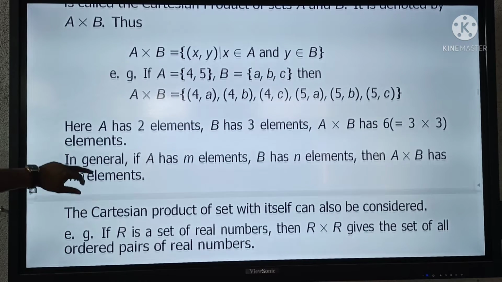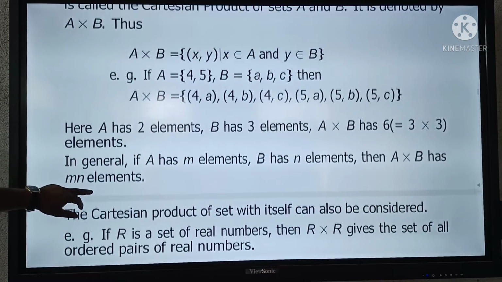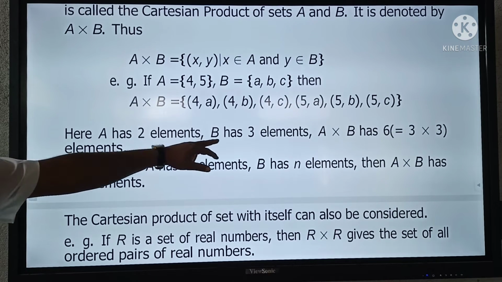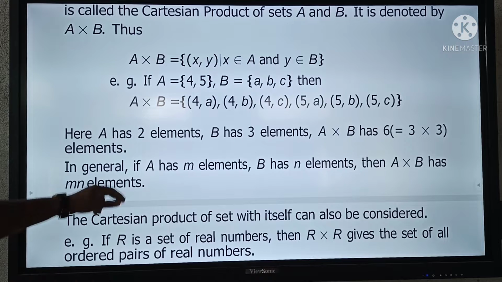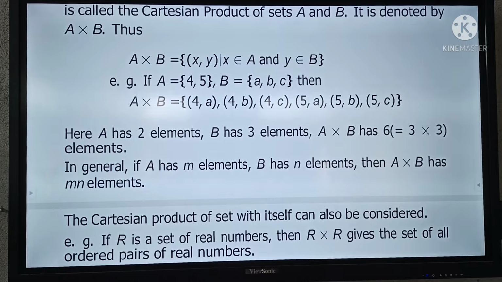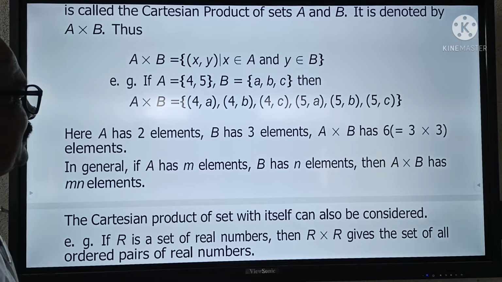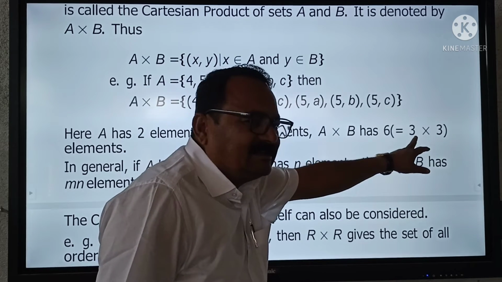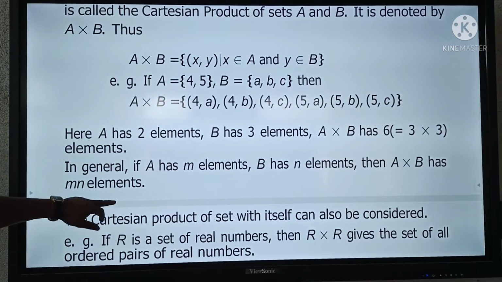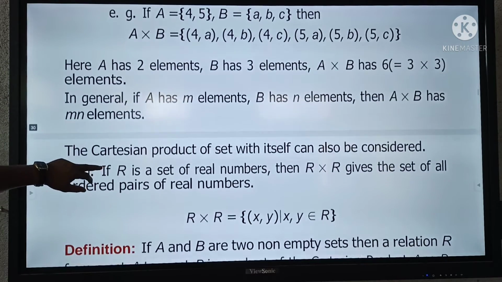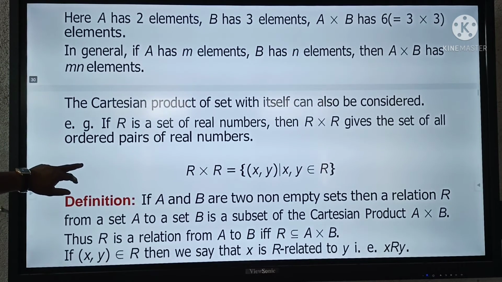So what is meant by the Cartesian product of two sets? If A has 2 elements and B has 3 elements, then the Cartesian product of these two sets contains 6 elements, 3 into 2, that is 6. Here something is wrong: it should be 2 into 3, not 3 into 3. You can understand it, no problem.